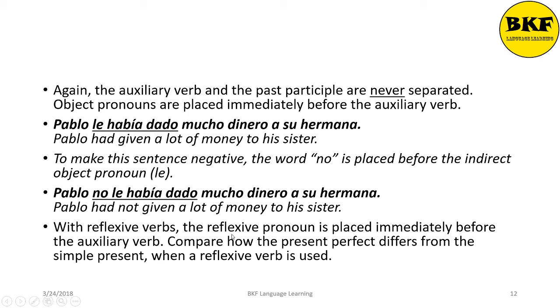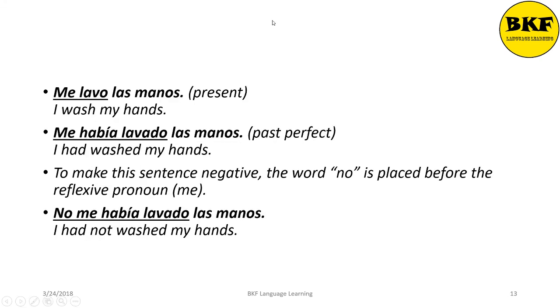With reflexive verbs, the reflexive pronoun is placed immediately before the auxiliary verb. Compare how the present perfect differs from the simple present when a reflexive verb is used. So if I want to say I wash my hands, I would say me lavo las manos, which is simple present tense. But if I want to say I had washed my hands, which is in past perfect, I would say me había lavado las manos.